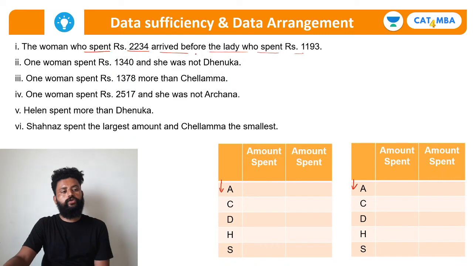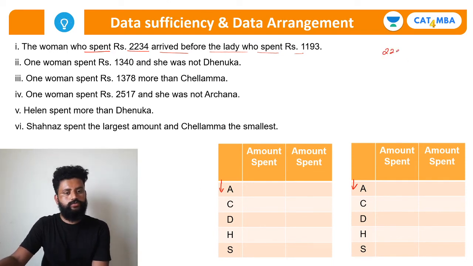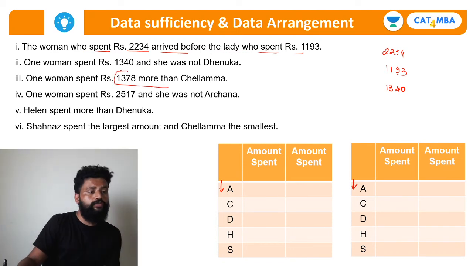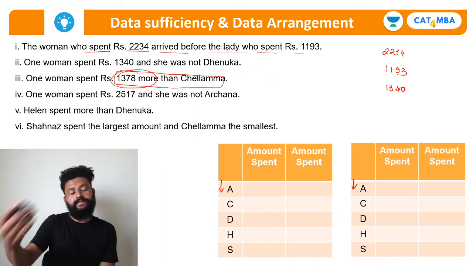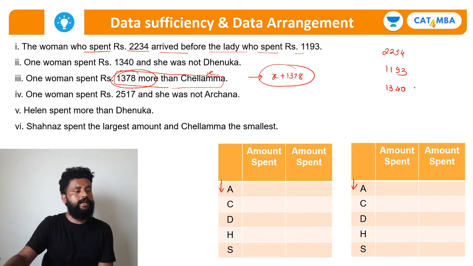So the woman who spent 2234 arrived before the lady who spent 1193. So these are the amounts: 2234 they spent. One of the women spent 1193. Then one woman spent 1340 and she was not Dhenuka. Then one woman spent 1378 more than Chelima, and this is most important. We don't know the amount of Chelima, so that must be X plus 1378. And one woman spent 2517.